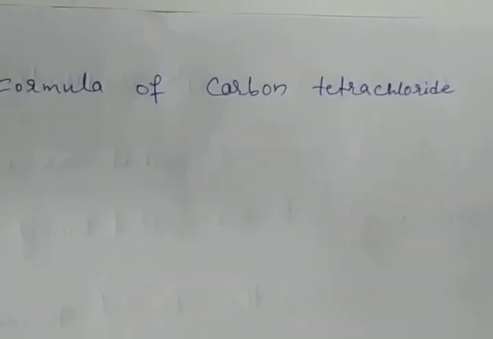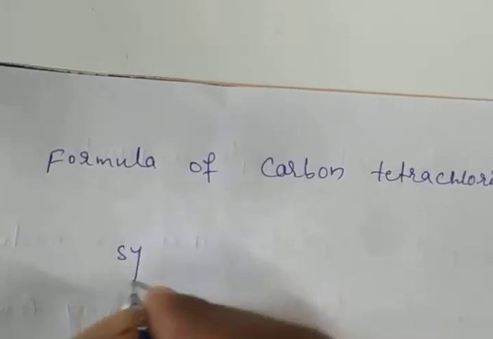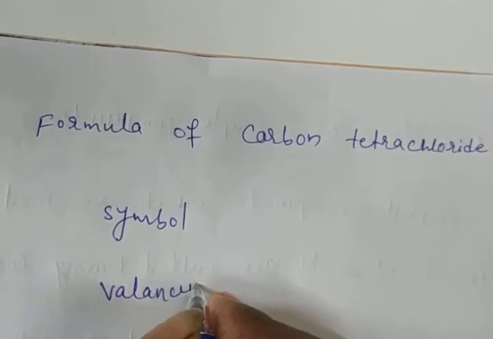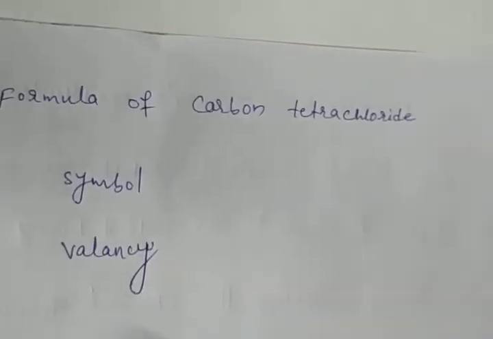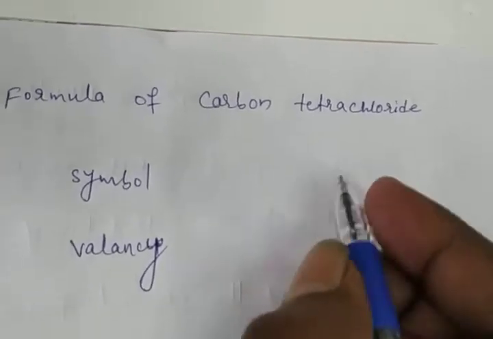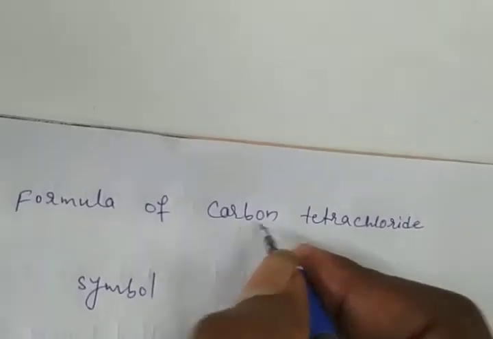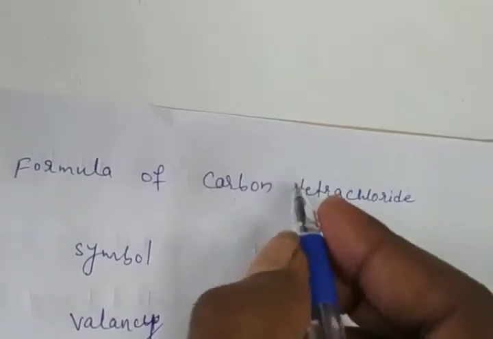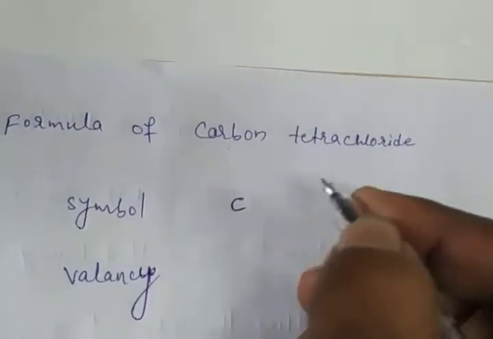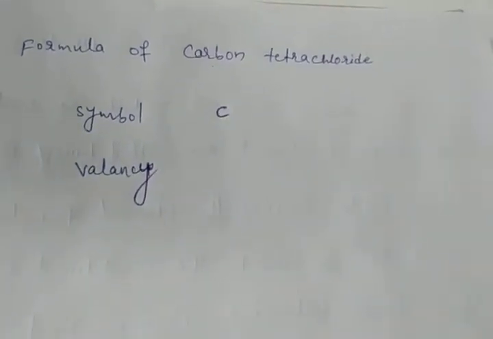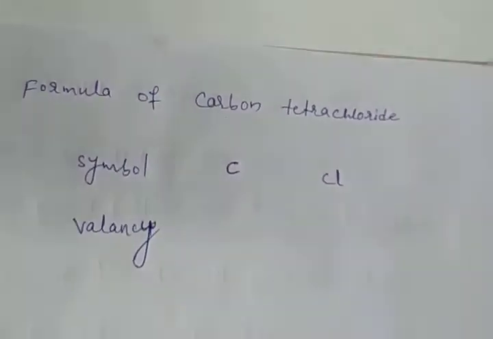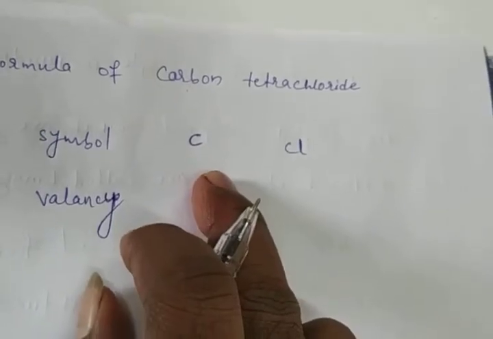Okay, carbon tetrachloride. First we have to write the symbol, then we have to write the valency. We require the symbol and valency. Now, what is the symbol? Here carbon is there and chlorine is there. The carbon symbol we know, C. And what is the symbol of chlorine? Cl. Chlorine symbol Cl, carbon symbol C.